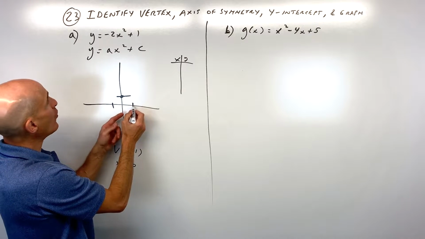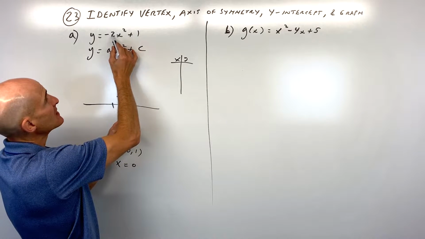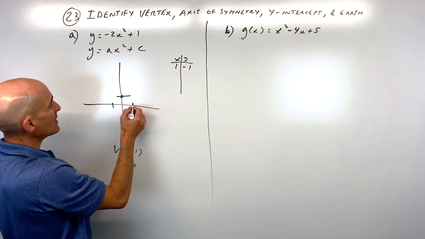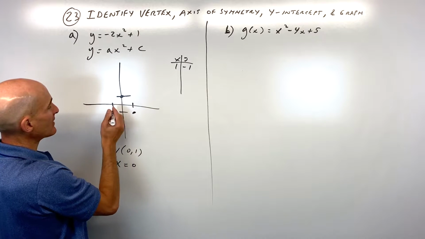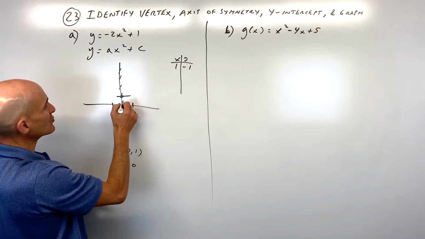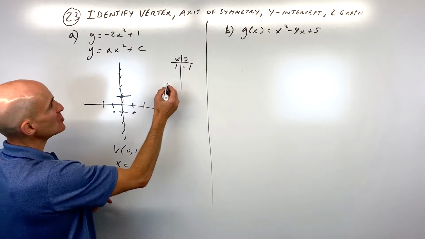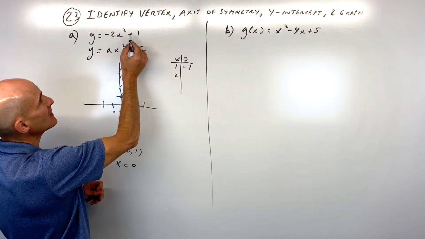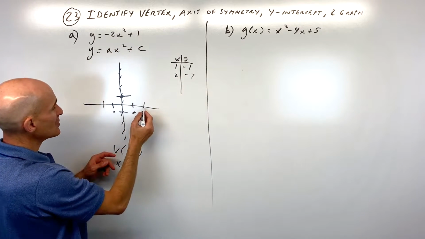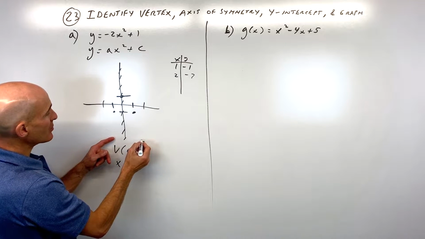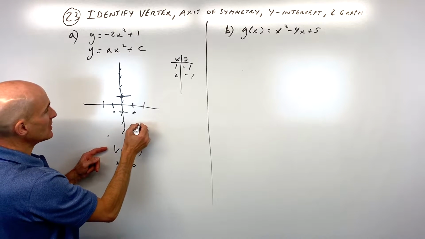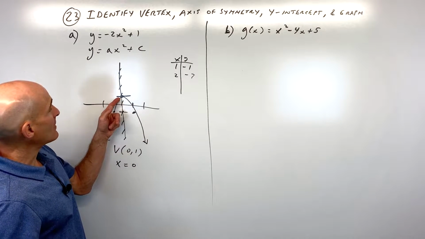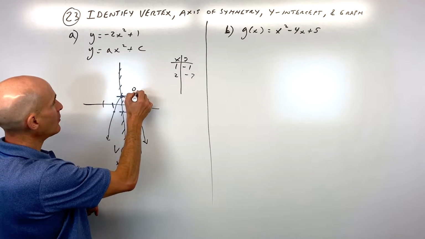So let's say, for example, if I put 1 in, 1 squared is 1, times negative 2 is negative 2, plus 1 is negative 1. So that means you're going to be right here at 1, negative 1, and I can reflect that over this line of symmetry right here. Let's pick another point. How about 2? If we put 2 in, we get 2 squared is 4, times negative 2 is negative 8, plus 1 is negative 7. So this is going to be at 2, negative 7 down here. And again, I can reflect that over the axis of symmetry. And you've got your graph. So y-intercept here was right at 0, 1.